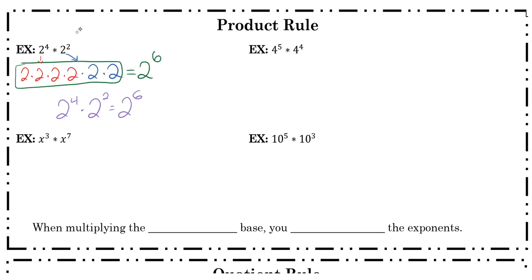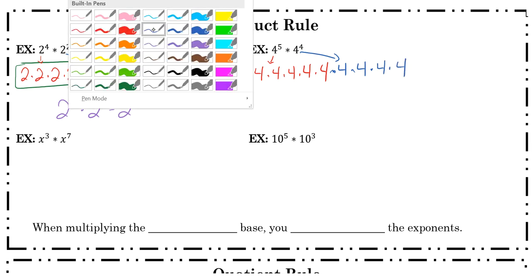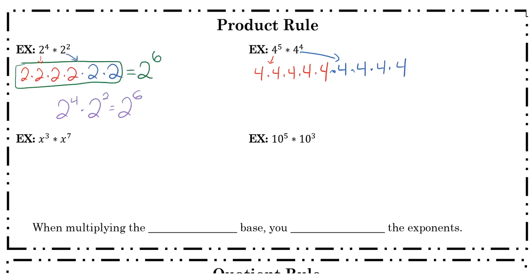In my second example, I have 4 to the 5th, which would be the base of 4 times itself 5 times, times the base of 4 times itself 4 times. And if I were to simplify that back into exponential form, I have a base of 4 multiplied by itself 9 times.